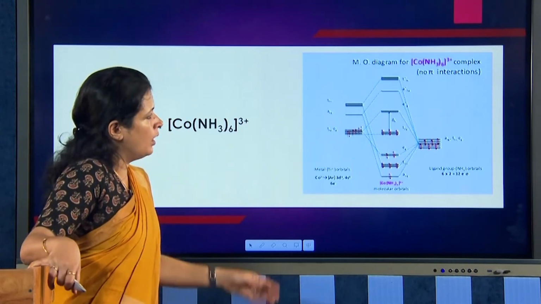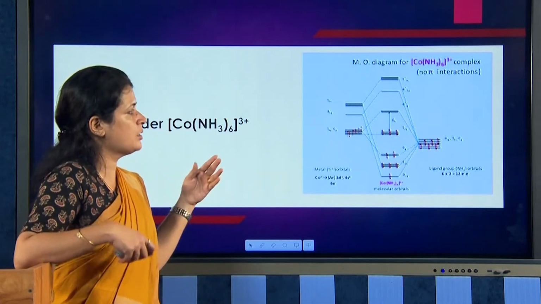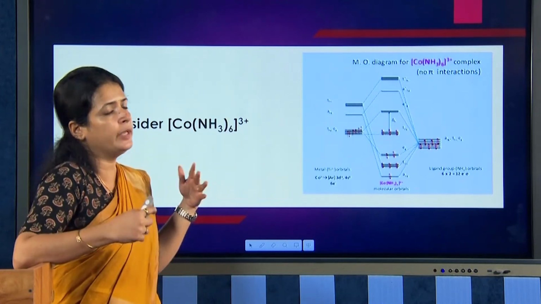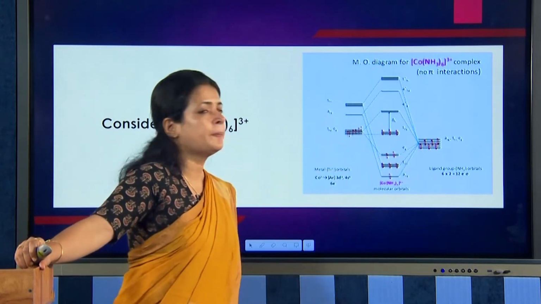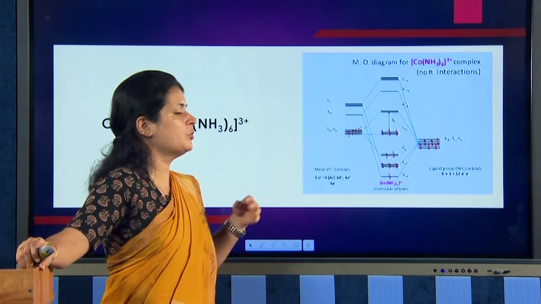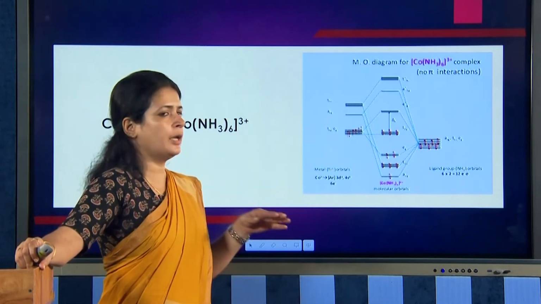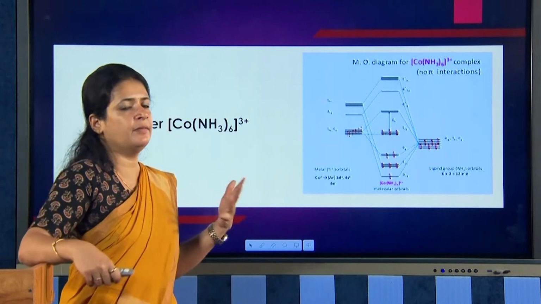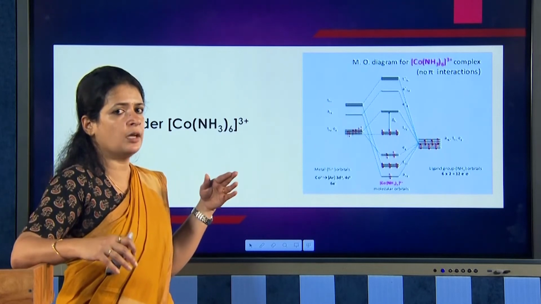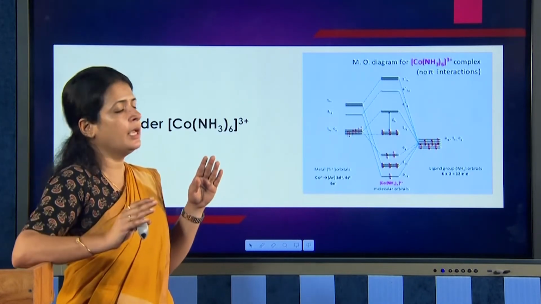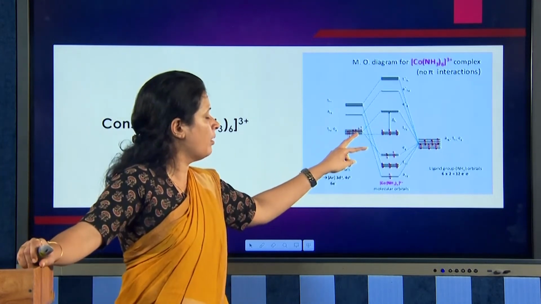Now, what is MO theory? It is a combination of atomic orbitals to form molecular orbitals. So, metal atomic orbitals combine with the ligand group orbitals to form the molecular orbitals. Simple combination means they cannot combine in just any way. The condition is that the symmetry and energy should be matched.